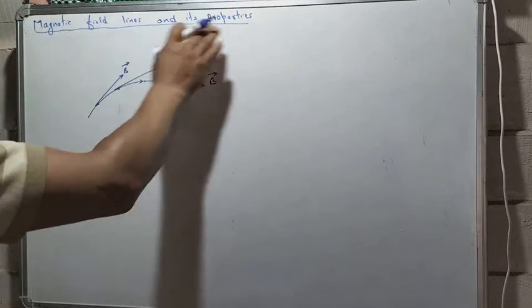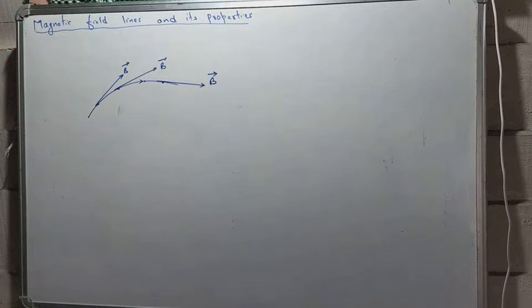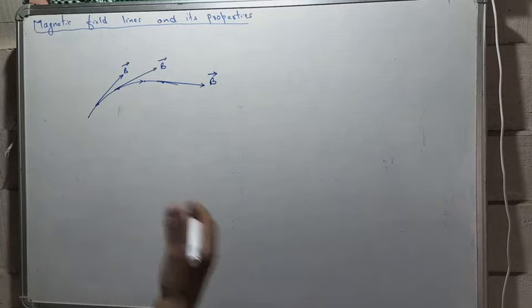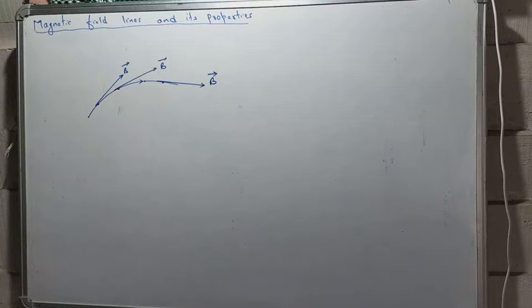Magnetic field lines and its properties. So we will define magnetic field lines just as we defined electric field lines in electrostatics.